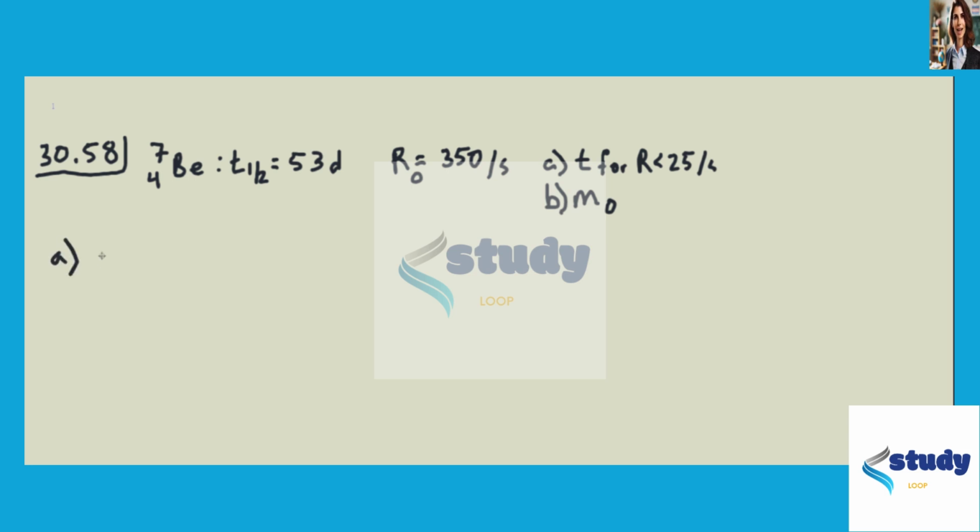So the activity is the initial activity times the exponential decay. So the amount of time it takes to reach a specific activity level is going to be -1 over lambda times the log of our desired R over our starting R. So this is going to be 25 decays per second. This is 350.